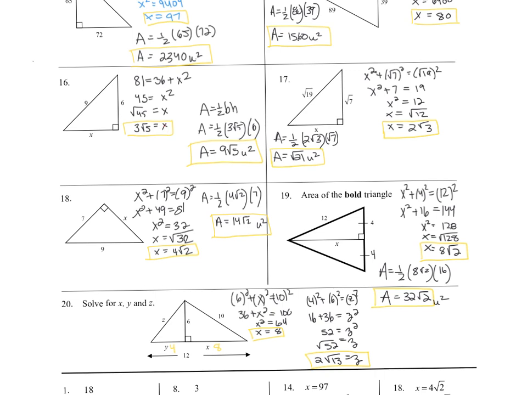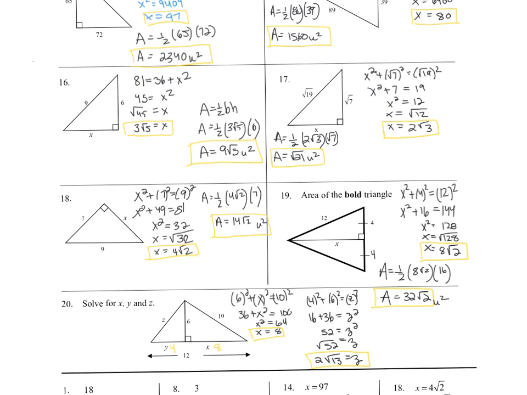And then we're looking for the area, and that is going to be 1/2 the base times the height. So we are 1/2 times 3 times the square root of 5 times 6. And that will give us 9 times the square root of 5 units squared for the area.